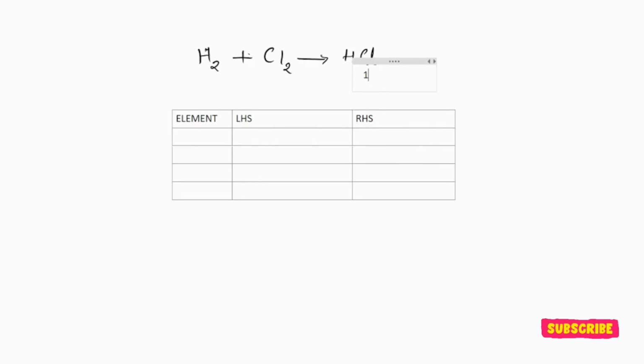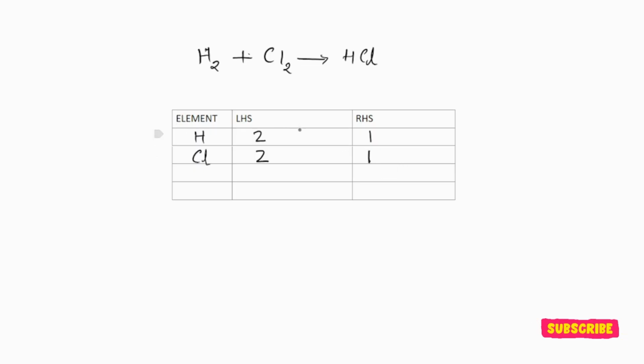Let us take another example where hydrogen reacts with chlorine to give hydrogen chloride. Let us write down the elements. Elements are hydrogen and chlorine. On left hand side number of hydrogen is 2. On right hand side number of hydrogen is 1. On left hand side the number of chlorine is 2. On right hand side the number of chlorine is 1.